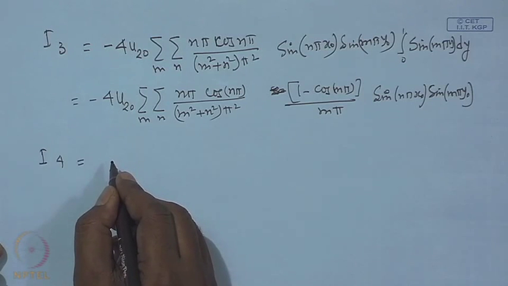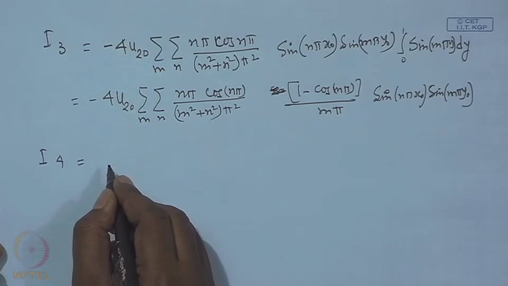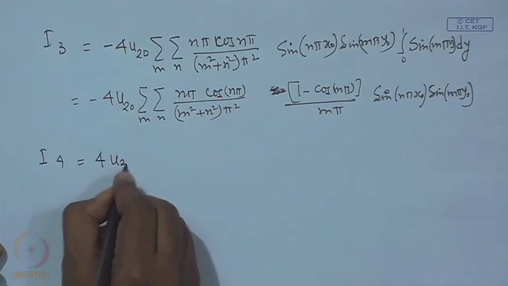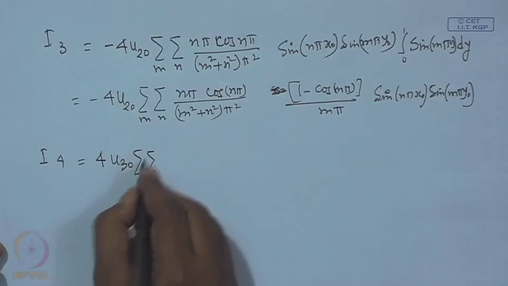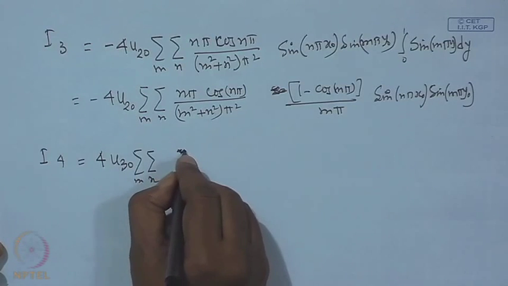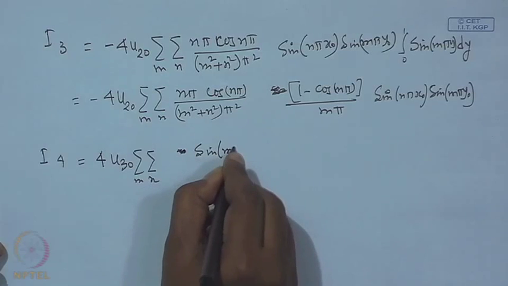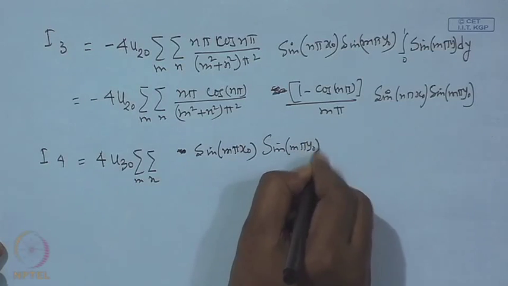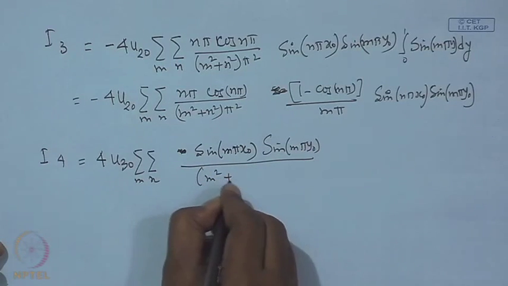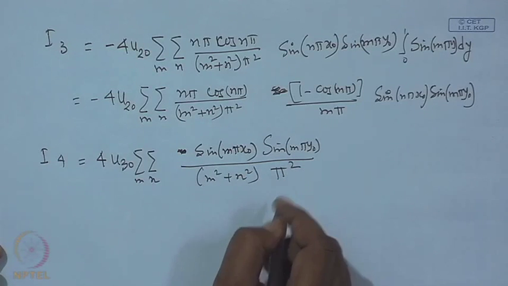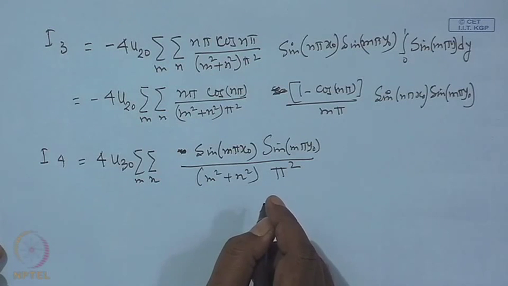Okay. So, that will be okay. So, I 1, I 2, I 3, I 4 and I 5. So, it will be minus plus 4 u 3 naught, m n, then m square, 1 over sin m pi x naught sin m pi y naught divided by m square plus n square multiplied by pi square. Then it is the integral of del g del y evaluated at y is equal to 0 dx.